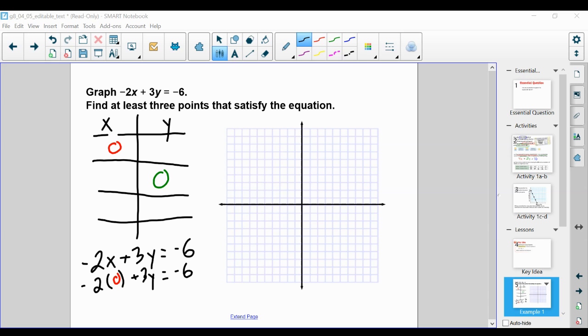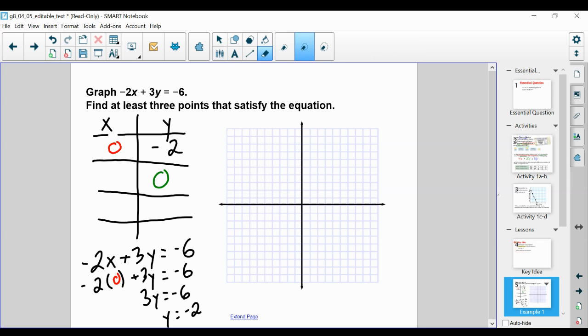So now, negative 2 times 0 is, well, just 0. So we're left with 3y is equal to negative 6. Therefore, y is equal to negative 2. So that means when x is 0, y is going to be negative 2. And now we're going to do this process again. We're going to do it for our y.